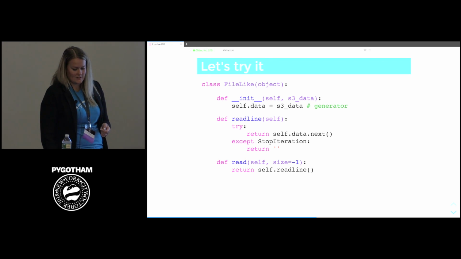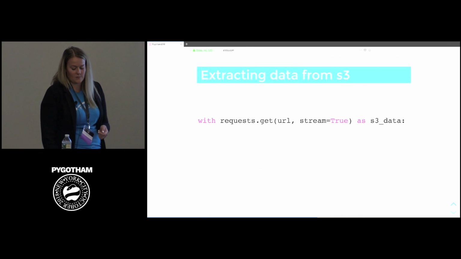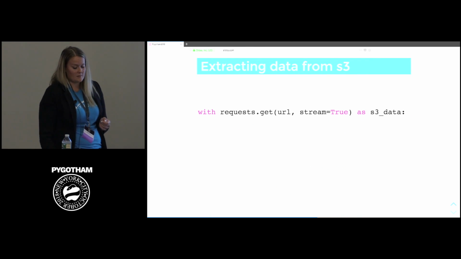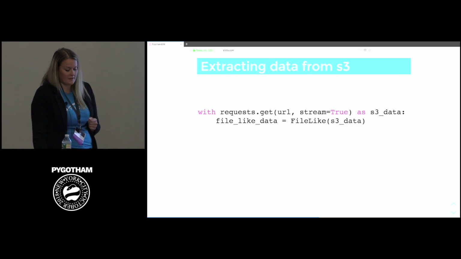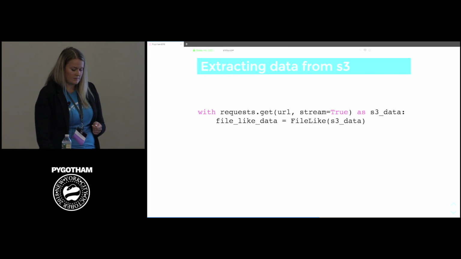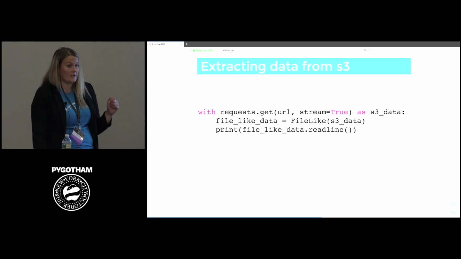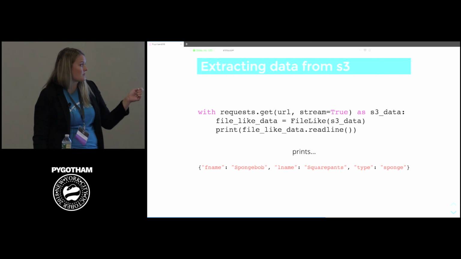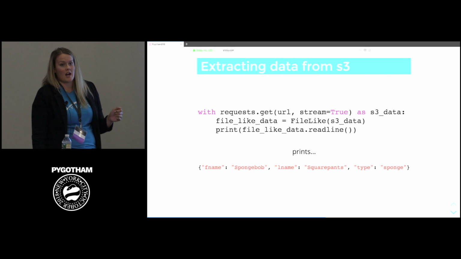So let's go back to our generator. We have our generator of S3 data, and we can call next on it. But let's pass it to our file-like object. Now, we can print the next line of that file-like object, and this time, it's printing the same thing. The key here is we're calling readline. We're not calling next. And readline is the function that our copy command requires.